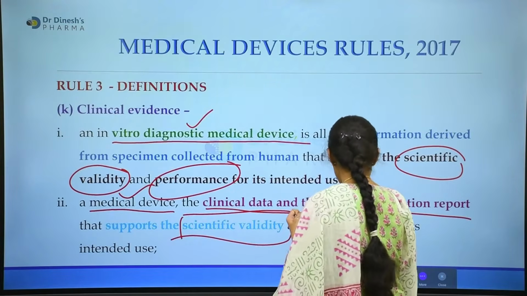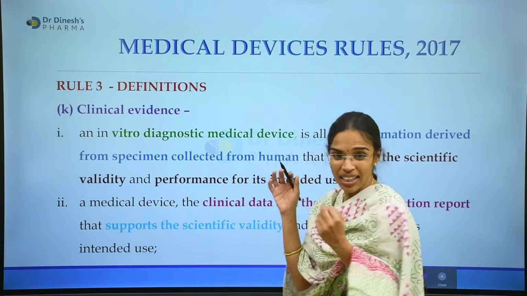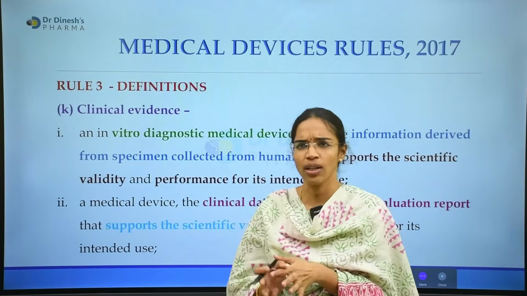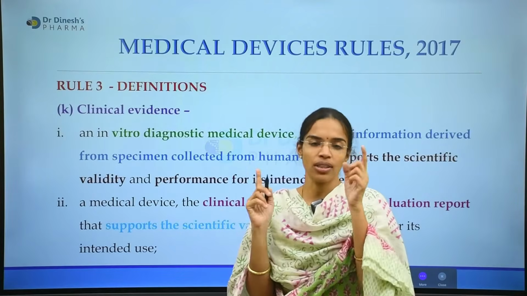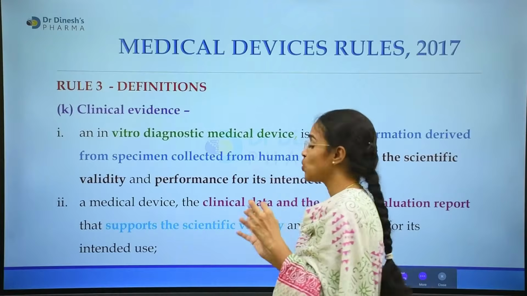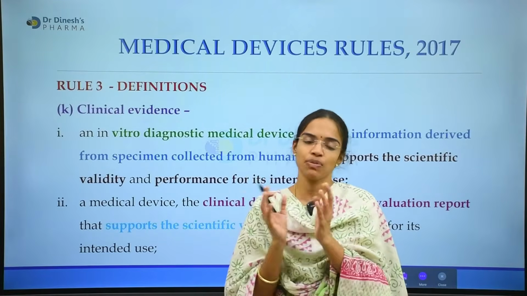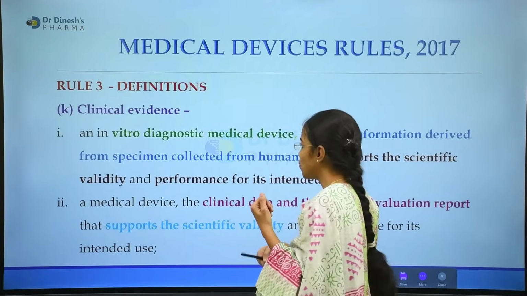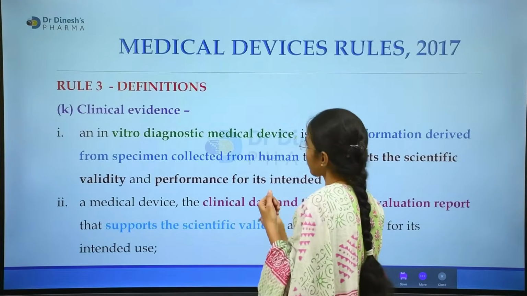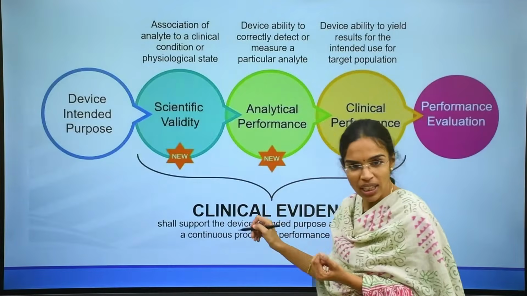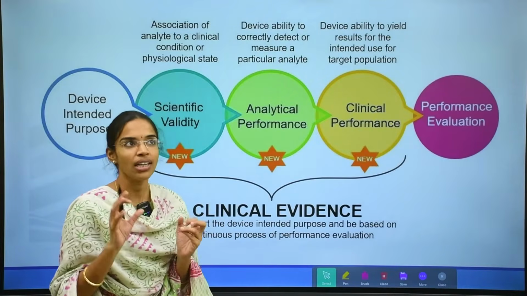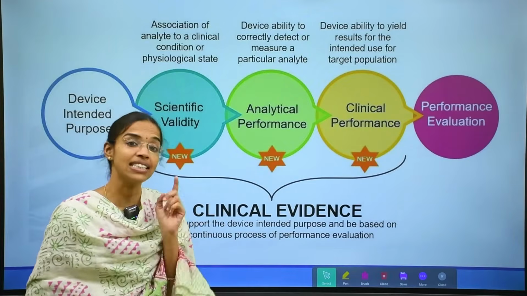So we will see with a small picture what exactly clinical evidence means. This all seems clumsy. A diagnostic medical device, as separate from an active medical device, is collecting information from the specimen. We'll just go through it. So this is what clinical evidence is, the information about clinical evidence under 3K.